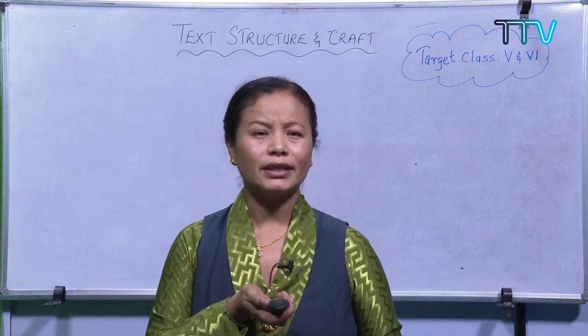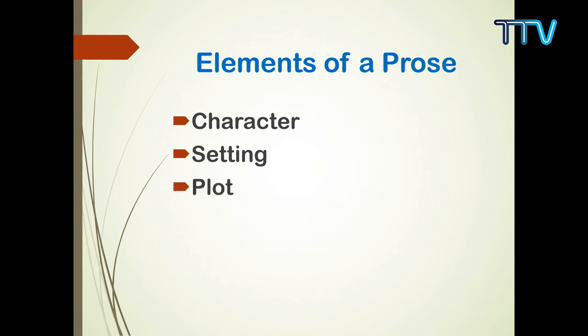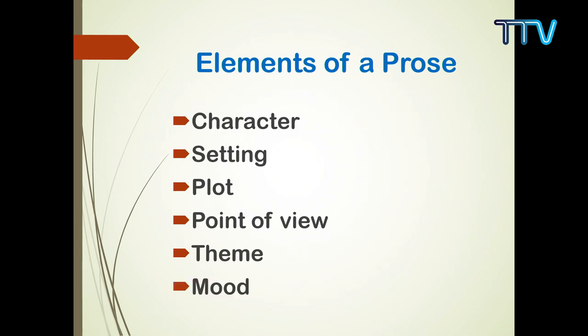Look at the next slide. What are the elements of a prose? Like we have in a story, you have character, setting, plot, the same elements as in a story. But here we have point of view as well, which is also there in a story, theme, and then mood. So the elements of a prose, whether it's fiction or non-fiction, or a narrative writing: character, setting, plot, point of view, theme, and mood.